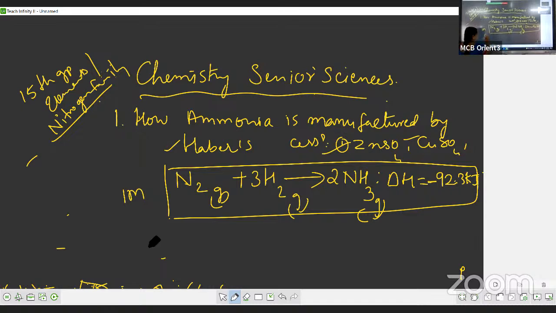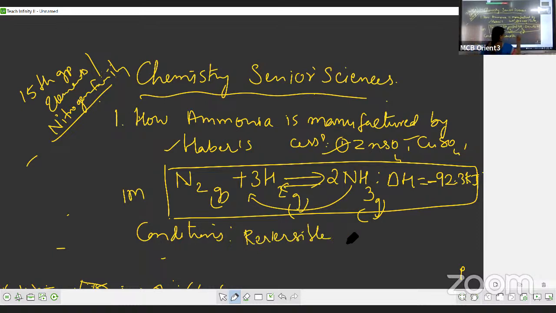The next, conditions. What are the conditions for this reaction? As we know, this is a reversible reaction. It is a reversible reaction, which means when you change the conditions, the product starts giving rise to reactants. And since the energy is given out, it is an exothermic reaction.